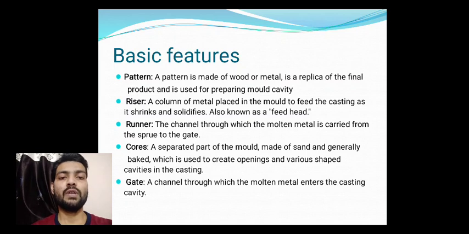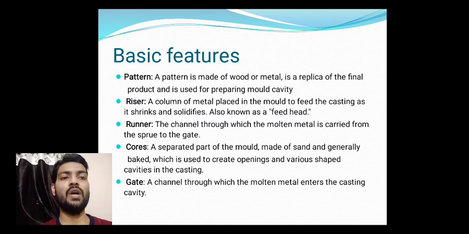Basic features of casting are pattern. Pattern is made of wood or metal. Pattern is a replica of the final product and is used for preparing the mold cavity. Riser, a column of metal placed in the mold to feed the casting as it shrinks and solidifies, also known as a feed head. Runner, the channel through which the molten metal is carried from the sprue to the gate. Core, a separate part of the mold made of sand and generally baked, which is used to create openings and various shaped cavities in the casting.